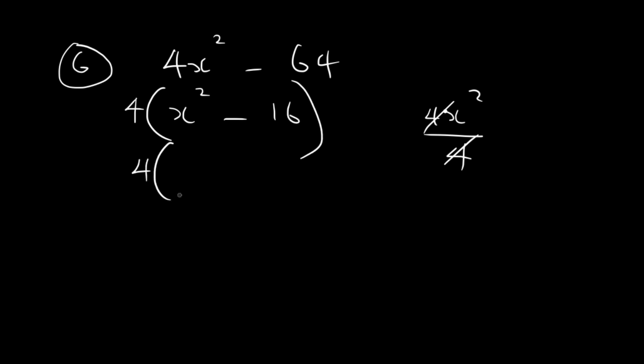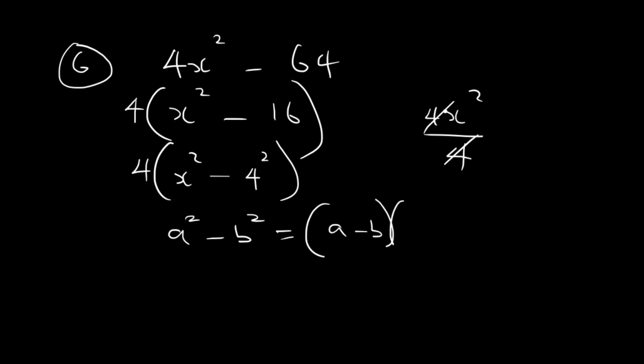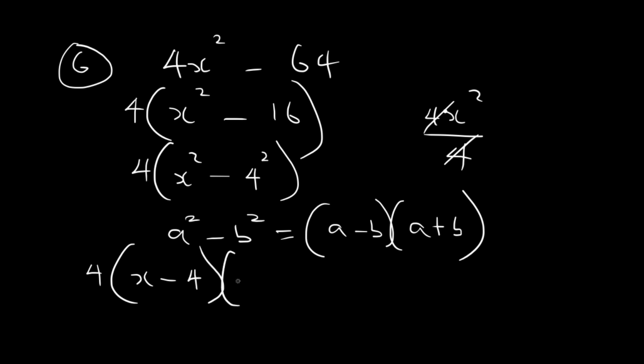Okay, so we have x squared minus 16 can also be written as x squared minus 4 squared. So this also brings us to difference of two squares, because our bracket has this format, a squared minus b squared. So we are going to adopt difference of two squares. So that will give us 4 bracket x minus 4 bracket x plus 4 as our answer.